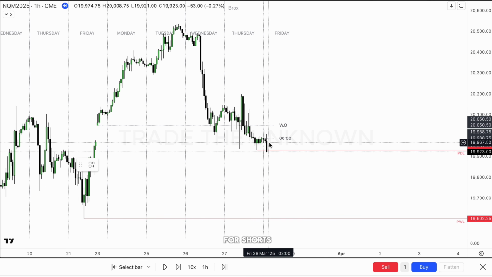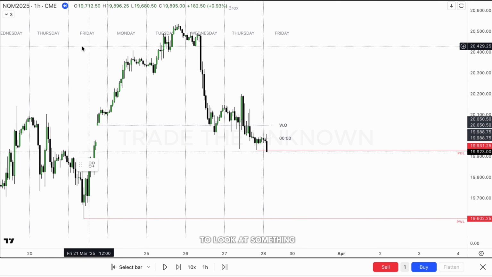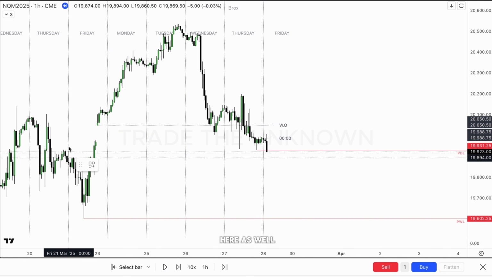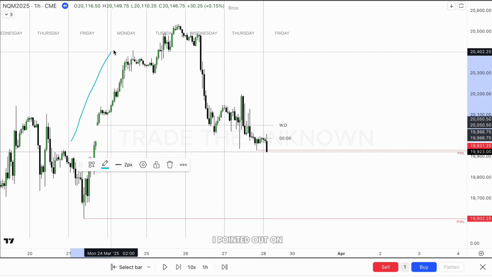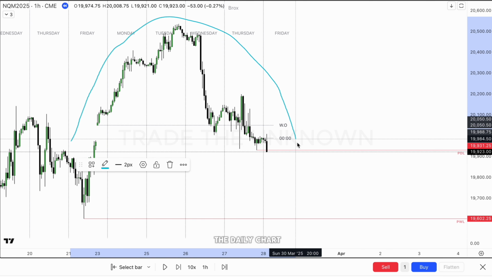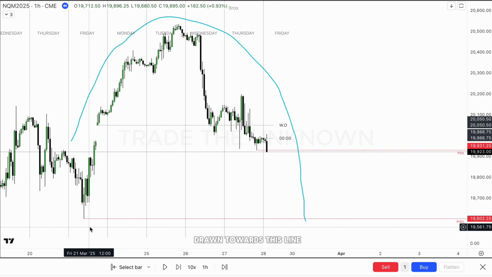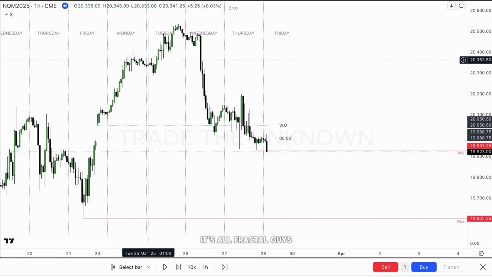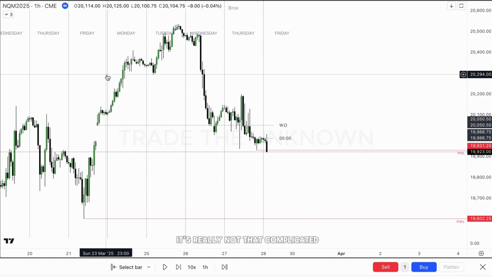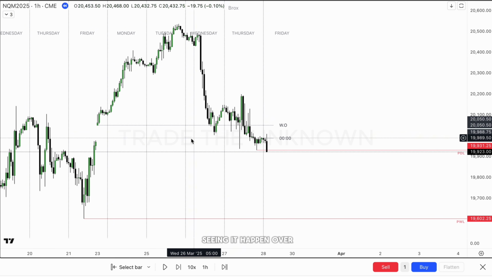Now, if you're looking for shorts, you might be thinking, okay, well, that was my draw, my draw's been reached, I shouldn't really be interested. In this case, since we are bearish, and I want you to look at something here as well, the exact same thing pointed out on the daily chart, your eye should be drawn towards this low right here. It's all fractal, guys. It's really not that complicated once you start actually seeing it happen over and over again.